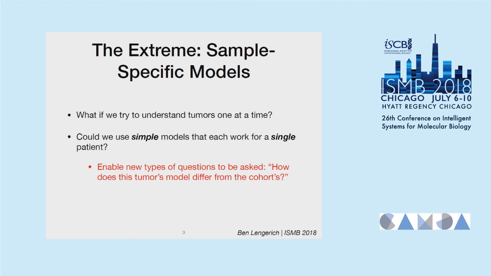So if we took this idea to the extreme, maybe we could estimate a single model for every sample in our data set. This would correspond to trying to understand tumors one at a time. And this would allow us to use simple models that each work for a single patient. And then once we have these single patient-specific models, we could ask new types of questions like, how does one patient's tumor differ from the cohort's?